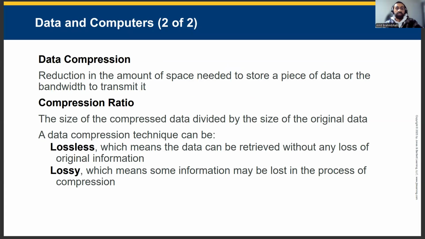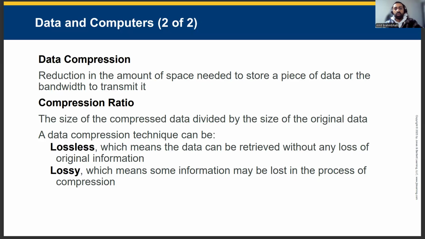Data in computers, compression. Data compression is the reduction of the amount of space required to store data or the bandwidth needed to transmit it. Compression ratio is defined as the size of compressed data divided by the size of the original data. A lower ratio means better compression.